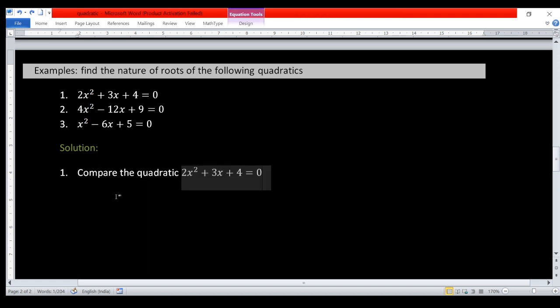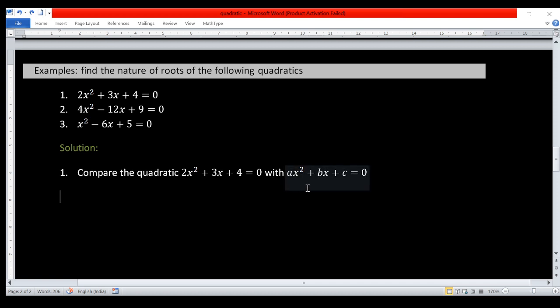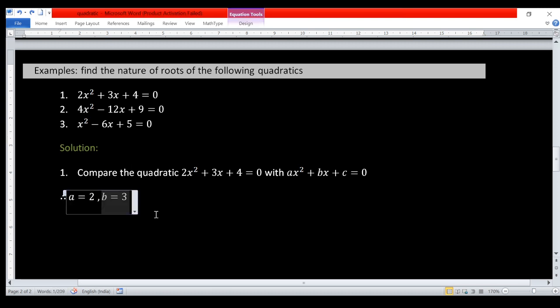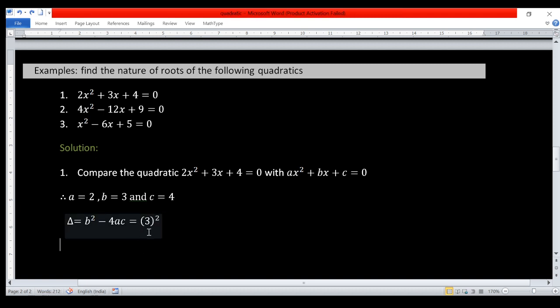Compare the equation 2x square plus 3x plus 4 equal to 0 with the general equation ax square plus bx plus c. So we can say a equal to 2, b equal to 3 and c equal to 4. I'm going to find the discriminant delta equal to b square minus 4ac, because this can be greater than 0, less than 0 or equal to 0. Each case will give specific results.